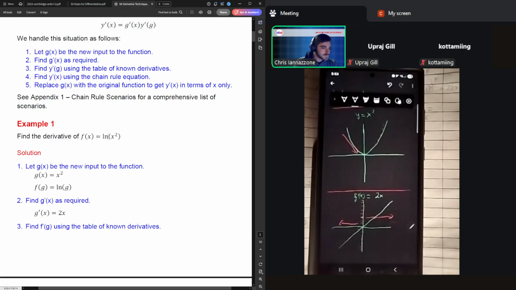So here's how that looks. Define a new function to be whatever's the inside. All right, so you have natural log of something. That something is its own separate function.